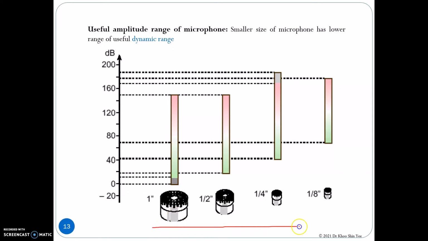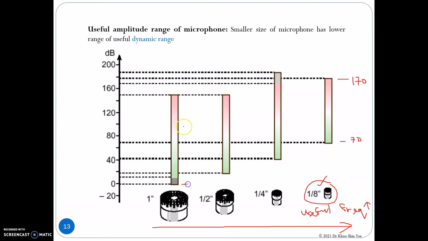Previously, we have learned that by reducing the size of the microphone, the useful frequency range will be increased. From these figures, it shows that a smaller microphone has a smaller useful dynamic range. If you choose the microphone with 1/8 inch size for the sound measurement, then the measurement range is only applicable from 70 dB to around 170 dB.